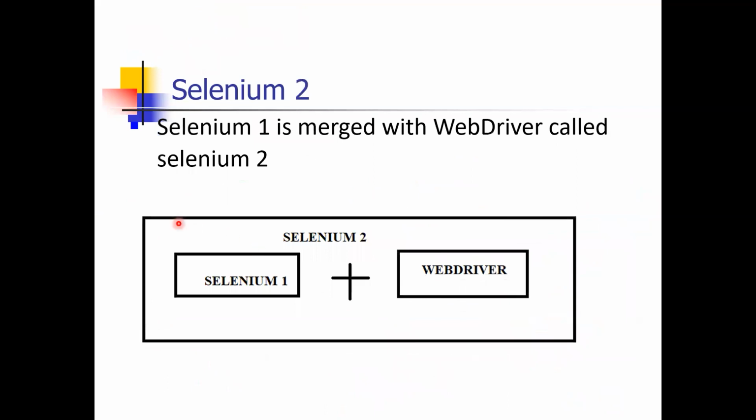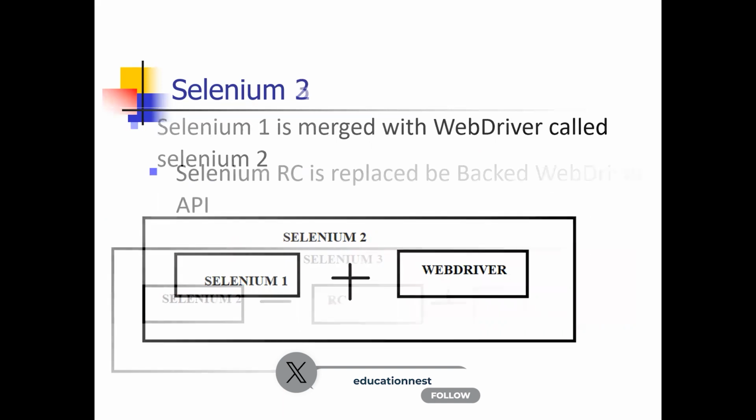Next is Selenium 2. If Selenium 1 is merged with Web Driver, it is called Selenium 2. It has all 4 components. But here Selenium RC will be merged, meaning there will be no requirement of a proxy server. So Selenium 2 means all components are merged.